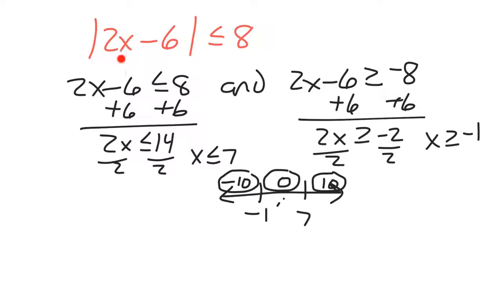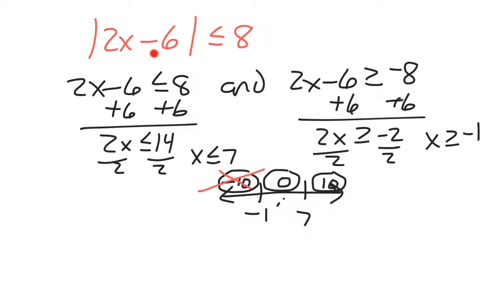If I put negative 10 in here, 2 times negative 10 is negative 20. Negative 20 minus 6 is negative 26. The absolute value of negative 26 is positive 26, and 26 is not less than or equal to 8. So what we learned by that is that this entire area is not a solution to this inequality.